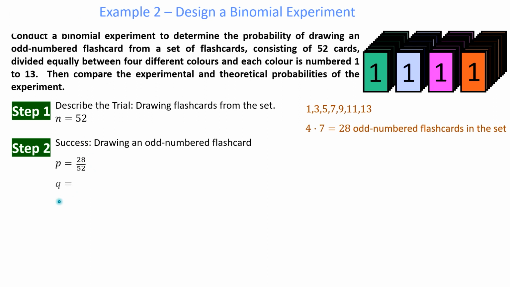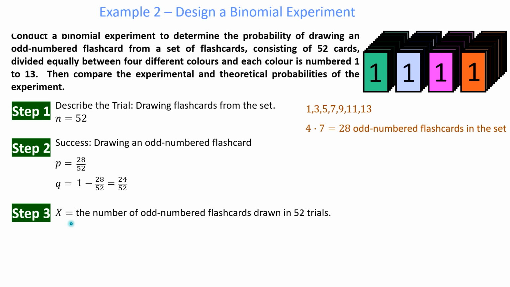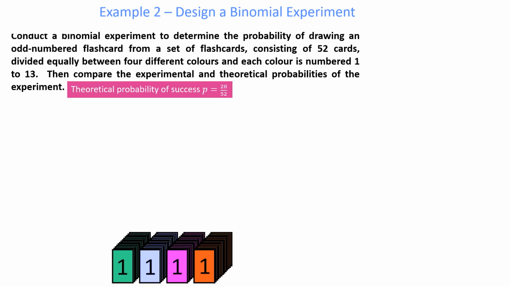Now the probability of failure q is equal to 1 minus the probability of success, which gives us 24 over 52. And then for step 3, we define the random variable x as being the number of odd-numbered flashcards drawn in 52 trials. The theoretical probability of success, p, is equal to 28 over 52.